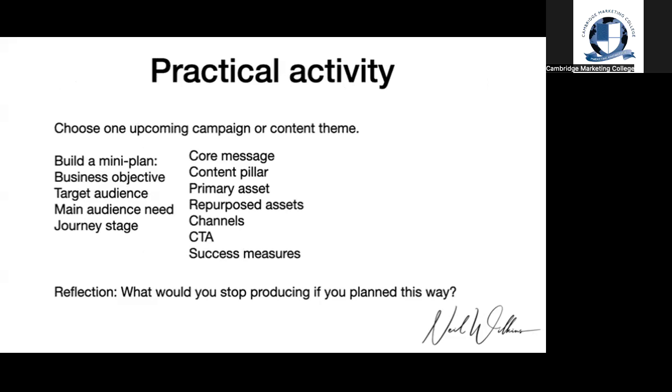So again, as a practicality, the thing that you could do is choose one upcoming campaign or content theme. You can work your way through these steps. What is the business objective for it? Business objective, not marketing objective. Who's the target audience? What's the main audience need? Before you even start thinking, yeah, we're going to launch this thing or do this campaign, what's the main audience need you're addressing? At what stage of the journey are you actually focusing this campaign? Is it awareness building? Is it conversion? Is it retention? You've got to decide that, otherwise it's generic and we miss the point.